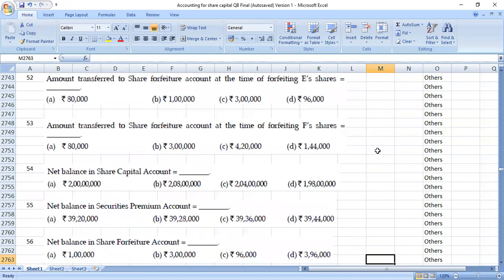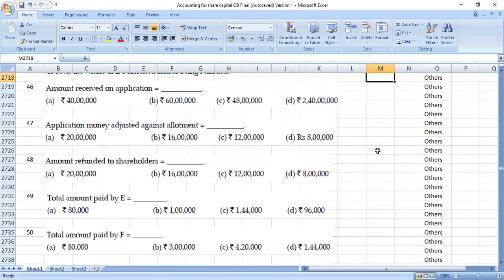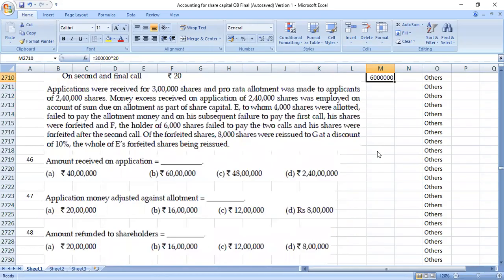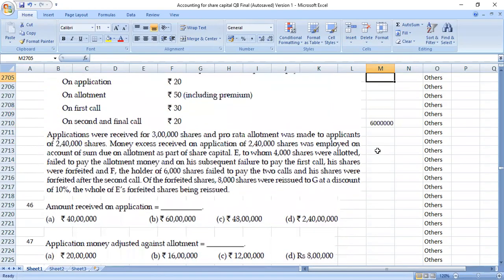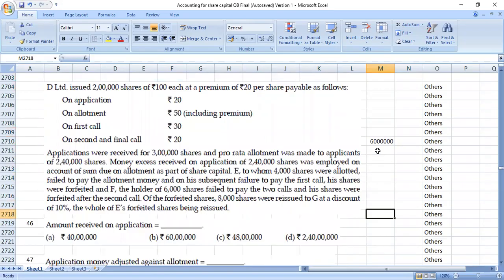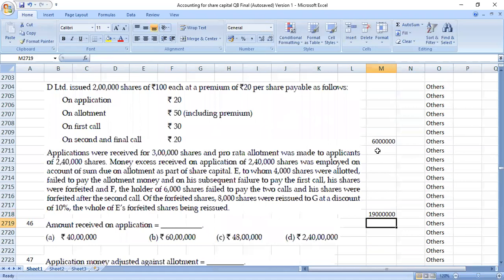Net balance in share capital account. What will be the balance in the share capital account? Nice question. We'll have to do a lot of working for this. Okay, let's do it. See, up to second call has been made. The problem with this is with the 10,000 shares. If the 10,000 shares are left out, then 1,90,000 shares at 100 rupees will be sitting in the share capital account. The amount of share capital, so 19 lakh rupees, with respect to the 1,90,000 shares.